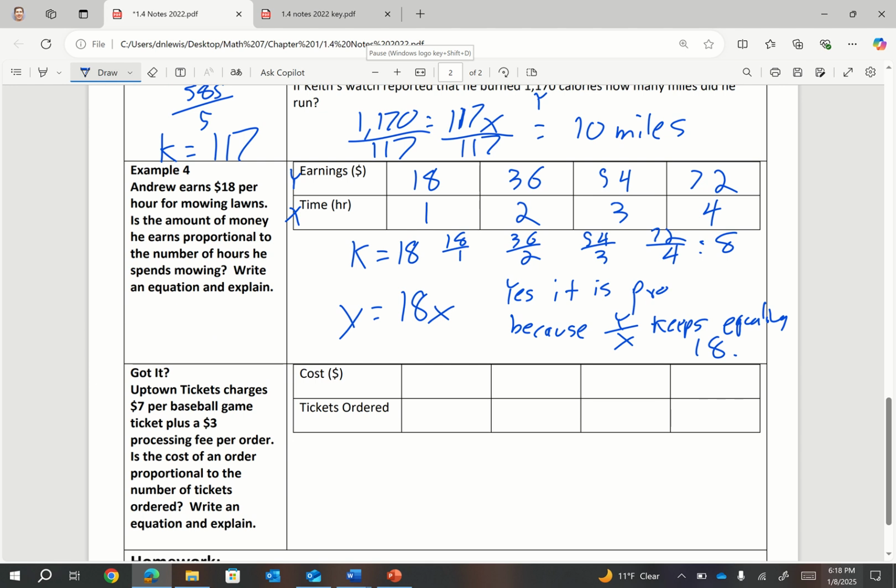Okay, go ahead and try the got it. We can pause the video, work with a partner on this.